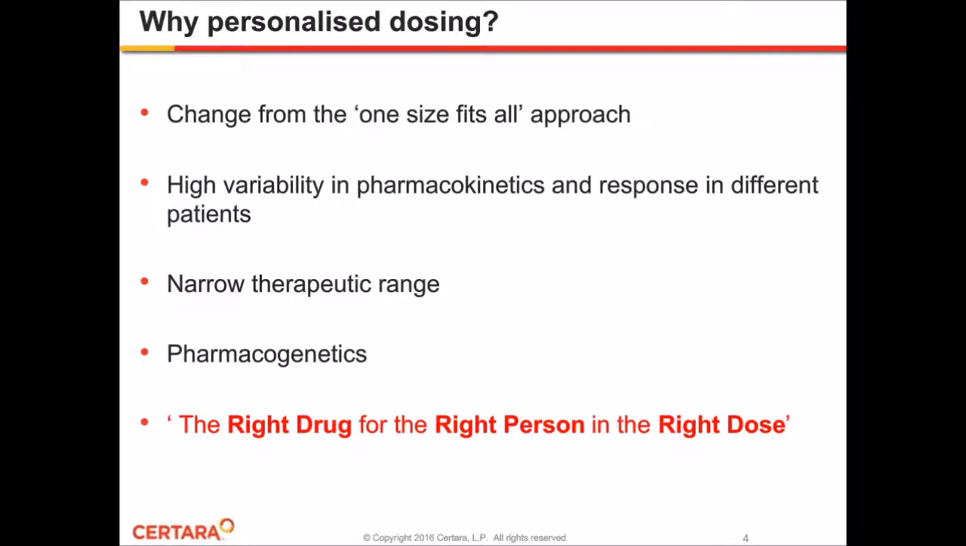The pharmacogenetics era has enabled us to identify genetic differences in enzymes, transporters, and receptors, and this allows us to make informed decisions about dosage requirements in individual patients. Best practice in therapeutics now focuses on giving the right drug to the right patient in the right dose, as opposed to using the one-size-fits-all approach.